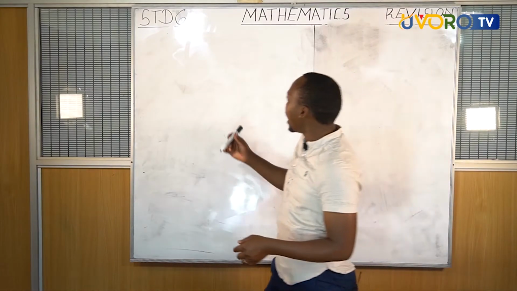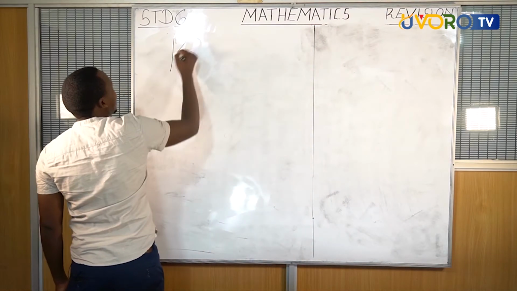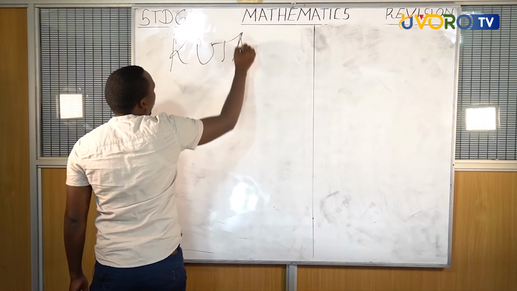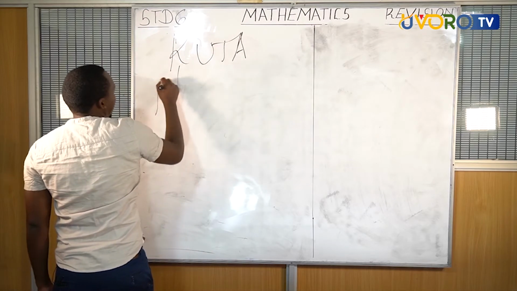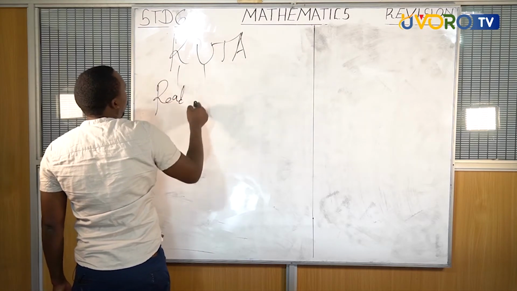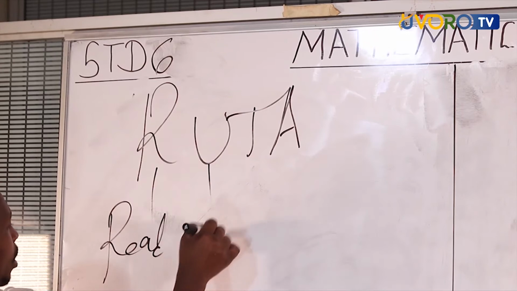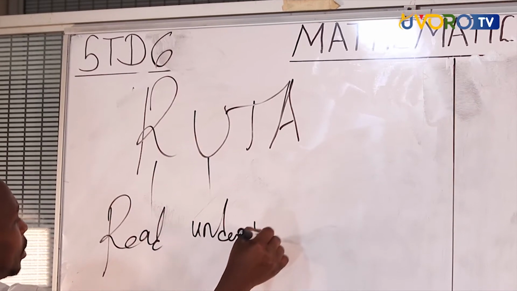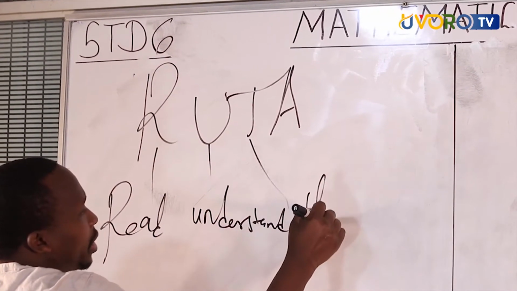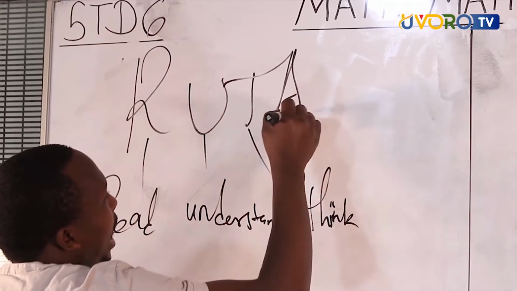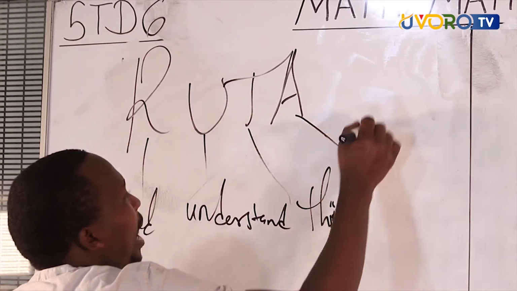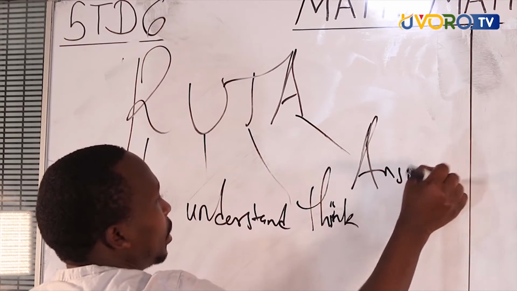Yes, very good. That is ROUTER. That is our formula for every sum. This one was R, studying for reading. The other one was U, for understanding. This one was T, for thinking. And actually this one, A, for answering.